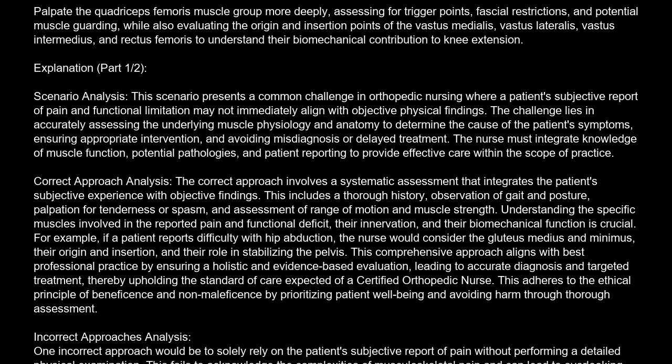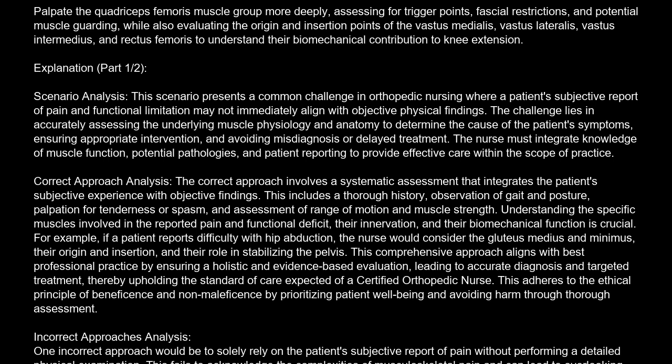The nurse must integrate knowledge of muscle function, potential pathologies, and patient reporting to provide effective care within the scope of practice. Correct approach analysis. The correct approach involves a systematic assessment that integrates the patient's subjective experience with objective findings. This includes a thorough history, observation of gait and posture, palpation for tenderness or spasm, and assessment of range of motion and muscle strength.